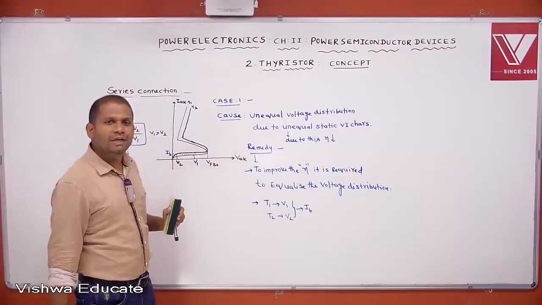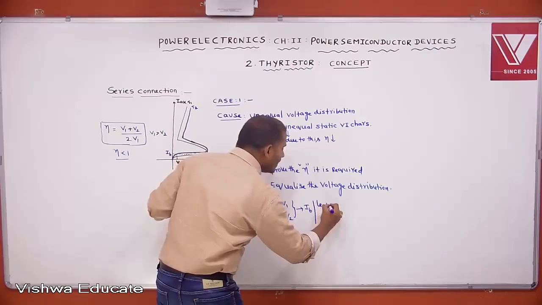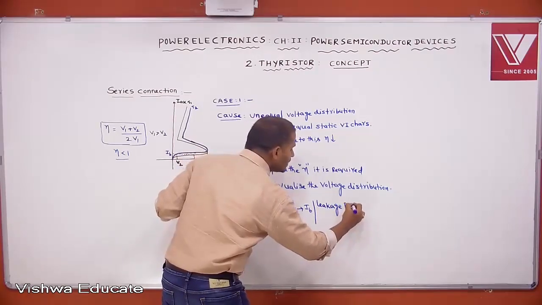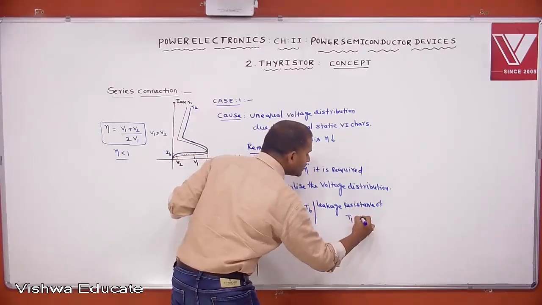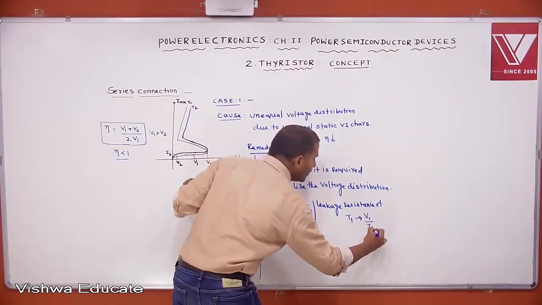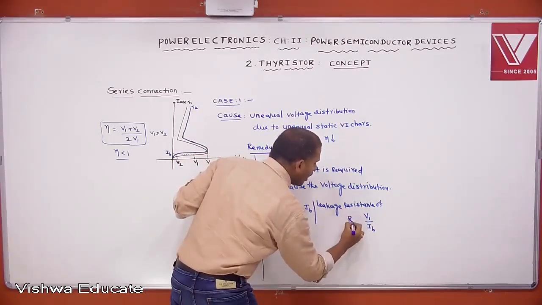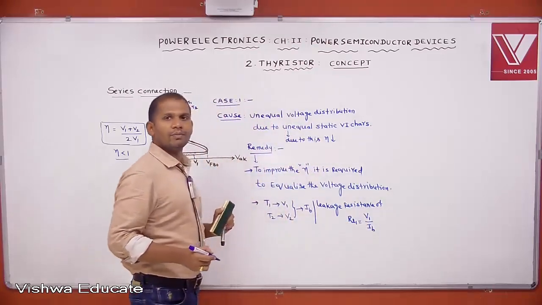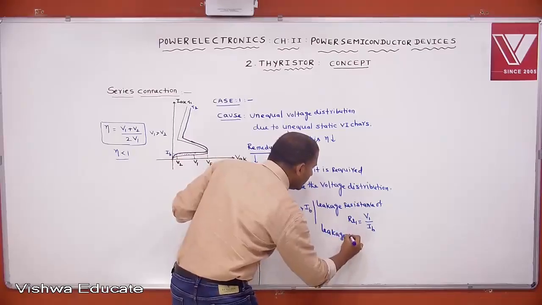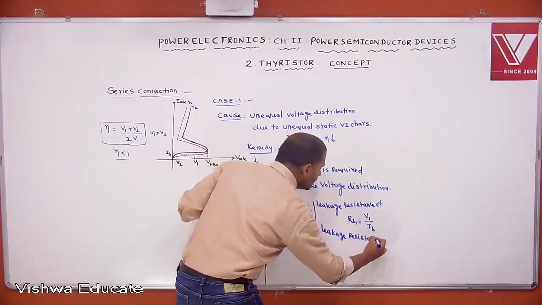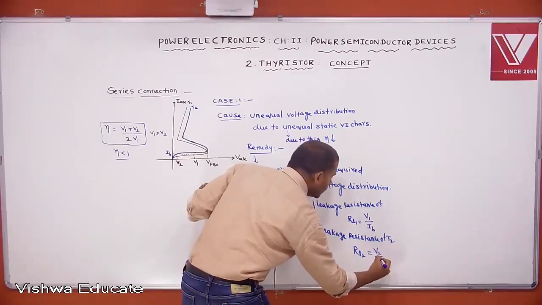Under forward blocking mode there exists a voltage and a current also. Then we can define the leakage resistance of each SCR. What is the leakage resistance of T1? The leakage resistance of T1 is V1 by IB, which we can write as RL1 equal to V1 by IB. Then what is the leakage resistance of T2? That I denote as RL2, which is V2 by IB.